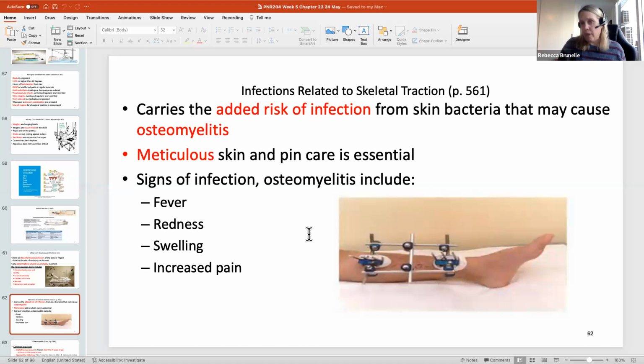So if they have pin traction, then you need to be making sure you're doing good pin care, so that, you know, there's that added risk of infection because the pin is going into the bone. So making sure that you're cleaning around those pins according to protocol and documenting, looking for any signs of fever, redness, swelling, or increased pain.